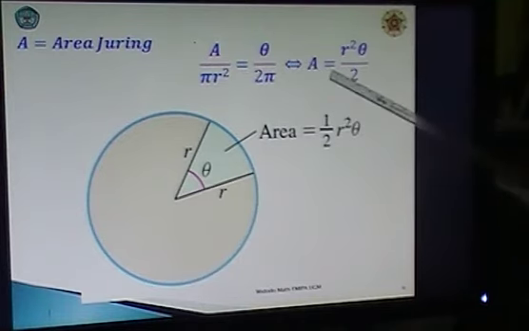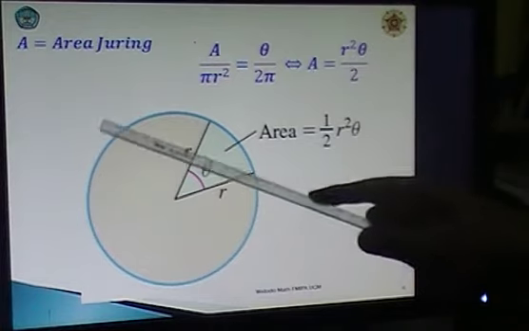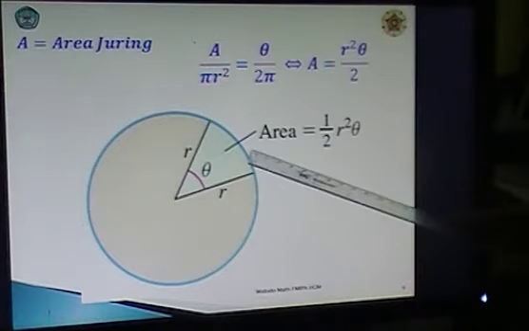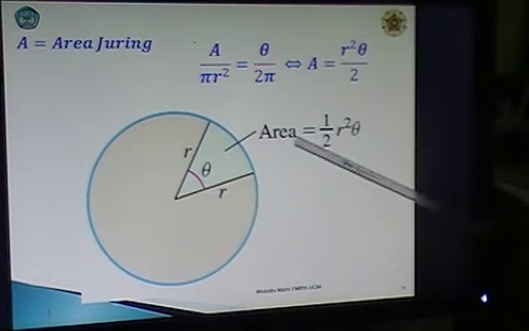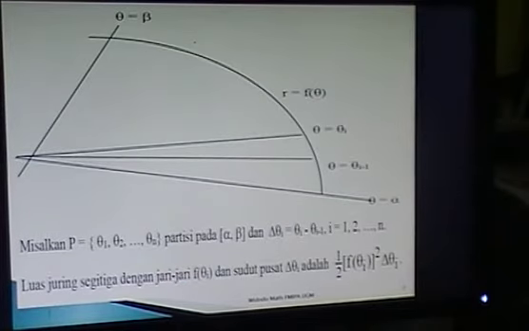This is equivalent to A being r square times theta divided by 2. Therefore from the high school formula we have the area of the sector. The area of the sector is equal to 1/2 times r square times theta. We will use this for approaching the area in polar coordinates by using definite integral. We will see in the next session.